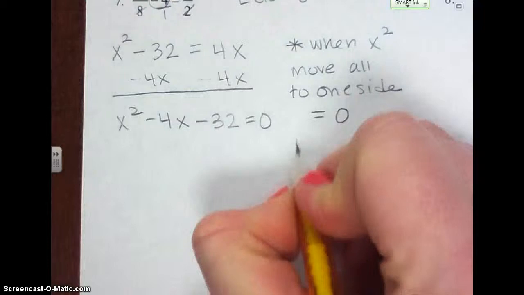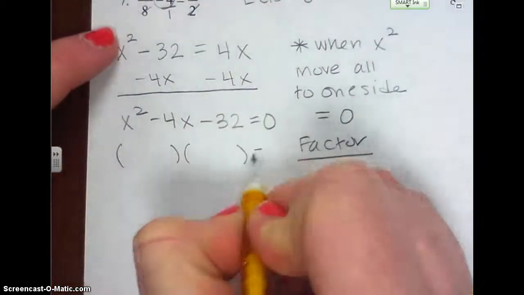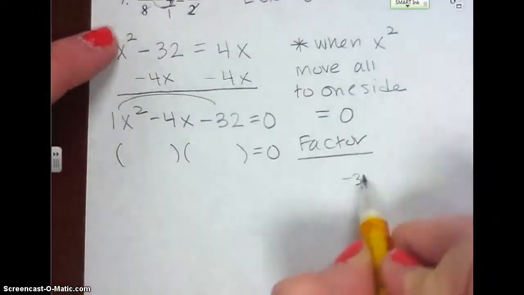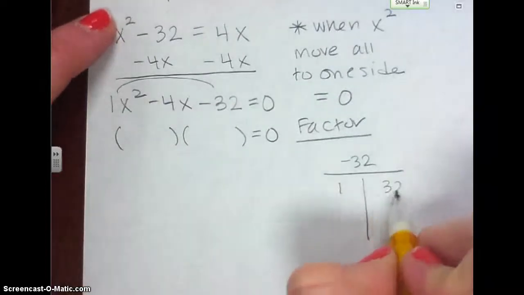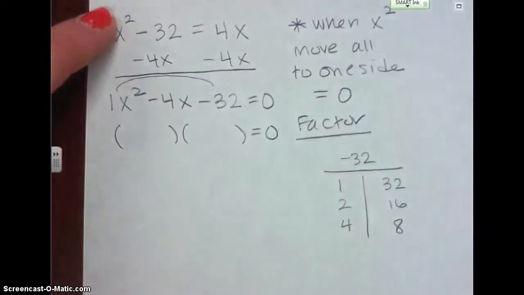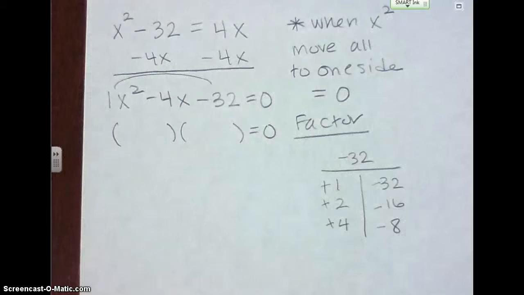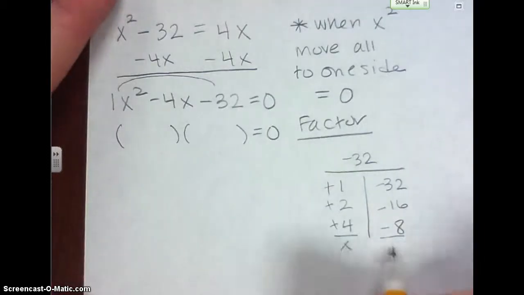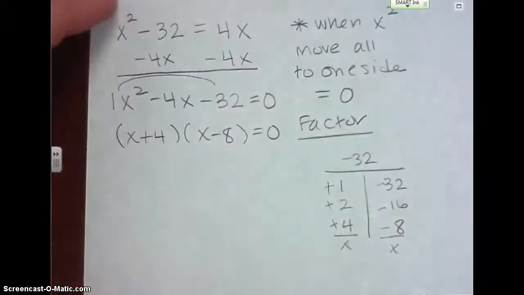Okay, after that, you're going to factor. So you have your 2 sets of parentheses. So we multiply 1 times negative 32. List your factors. 1 and 32, 2 and 16, 4 and 8. So I get positive 4 and negative 8. What do I divide by? 1. Yeah, a 1x. So x plus 4 and x minus 8.